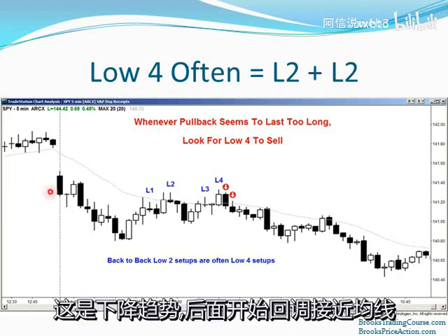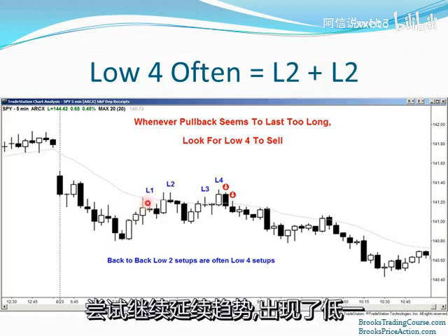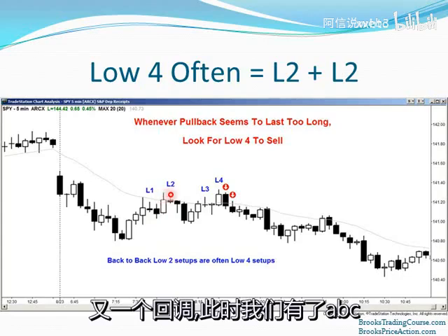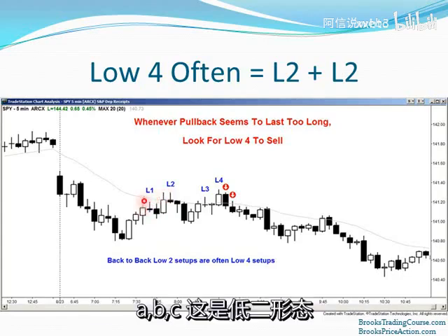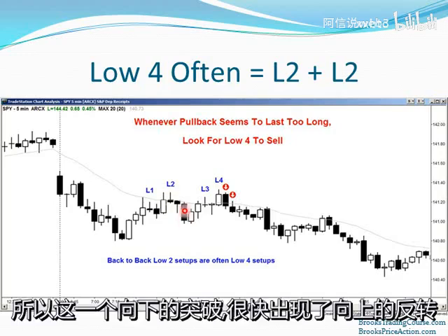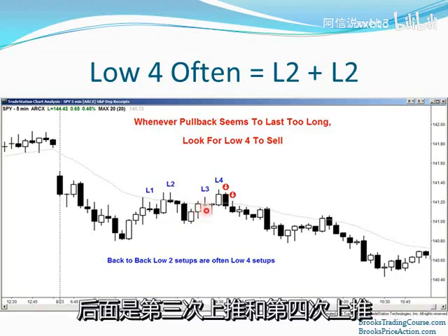In a bear trend, same thing. We have a trend down, and we have a pullback to the moving average, an attempt to resume, a low 1, another pullback. So now we have an ABC, 2 pushes up, A, B, C, so a low 2 sell setup, and the breakout attempt with this bear bar immediately reversed back up, and we have a third attempt, and now we have a fourth attempt.